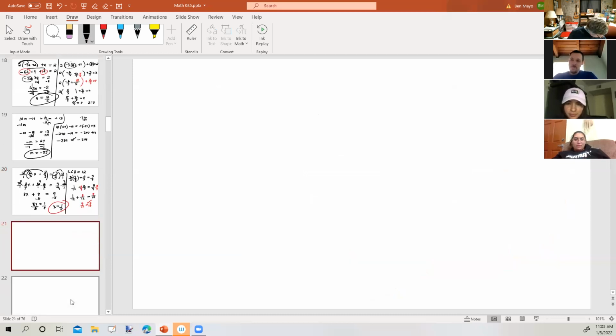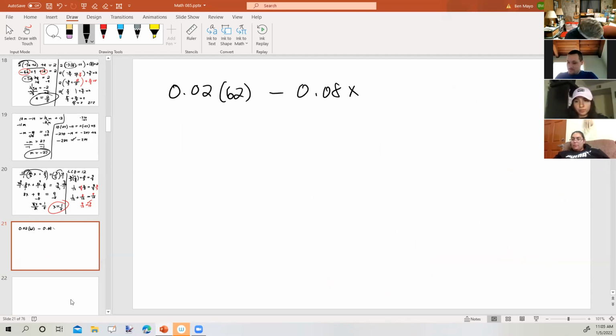Okay. Let's see. We've got this problem: 0.02 times 62 minus 0.08x equals 0.06 times x plus 9. Now, I have decimals, and we could live with the decimals and use our calculator and take 0.02 times 62 and all of that. Nothing wrong with that, but I want to get rid of the decimals.